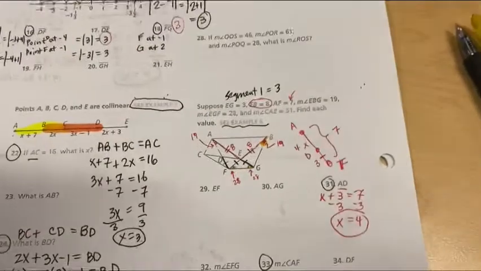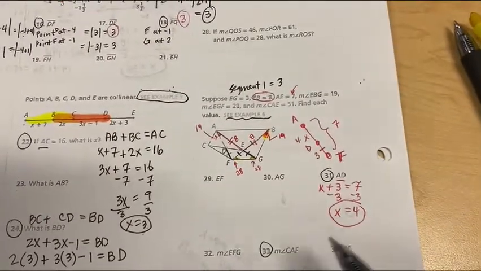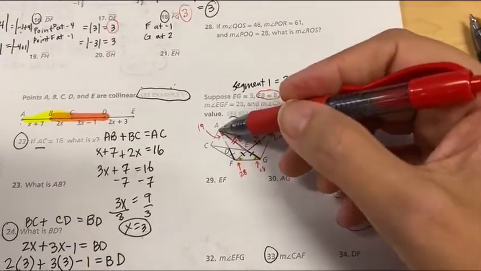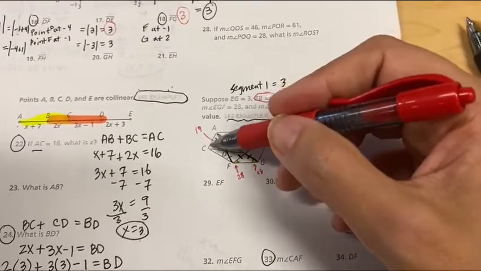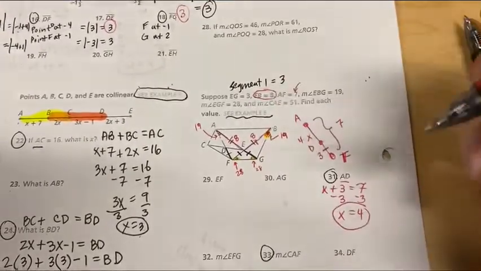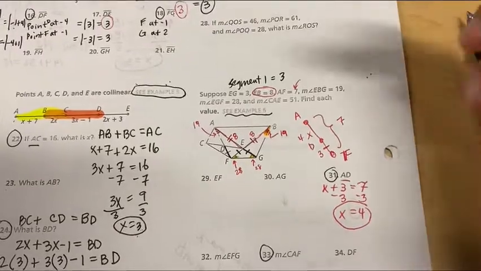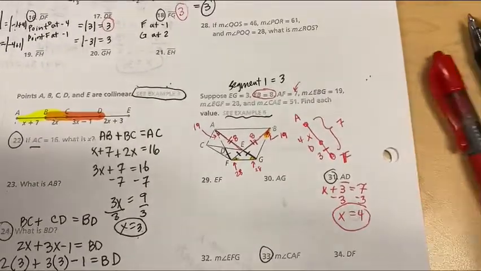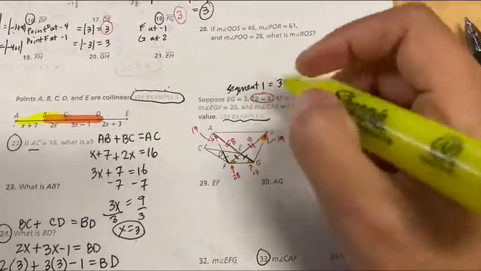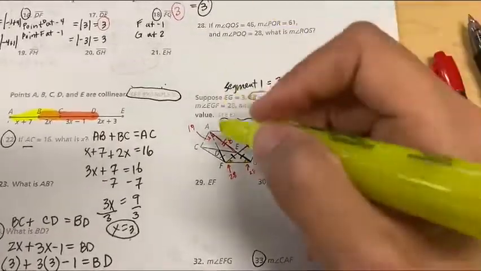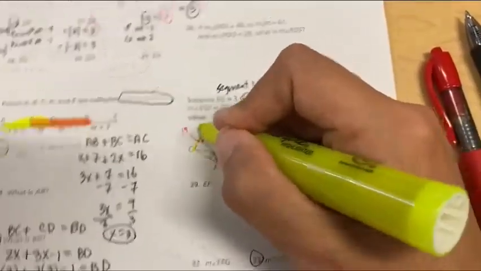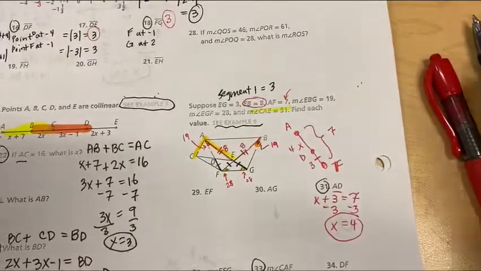Now let's look at 33. It says, what's the measure of CAF? CAF, that's an angle we don't really have measurement to. But let's see in the problem if they gave us another angle, maybe the bigger angle, right? So CAE is 51. CAE, so the bigger angle is 51.